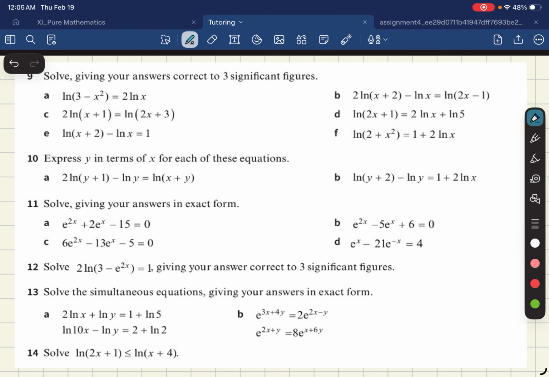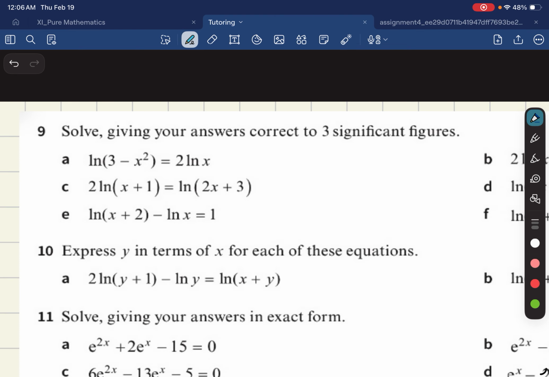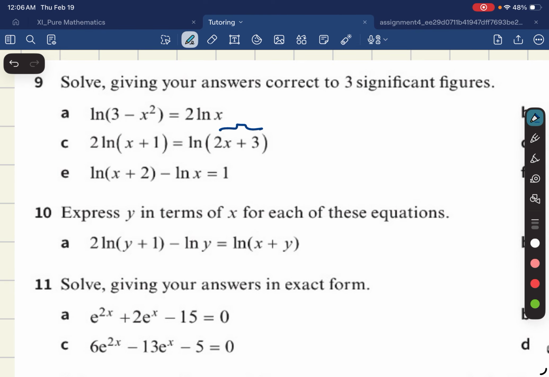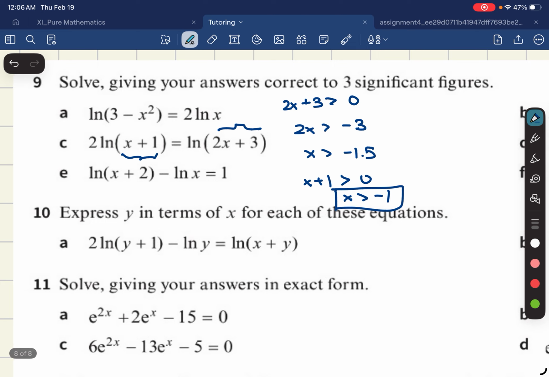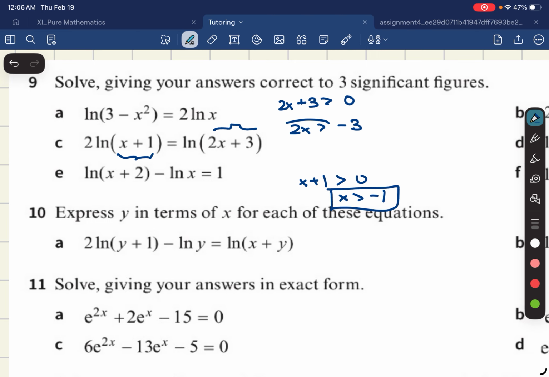Now, I think I said C and F. So let's do C. This part tells me that 2x plus 3 has to be bigger than 0. So 2x has to be bigger than -3, and x has to be bigger than -3 by 2, which is -1.5. And this part tells me that x plus 1 is bigger than 0, so x bigger than -1. So if x is greater than -1, it's automatically greater than -1.5, so we don't have to worry about the first inequality. So this is all that we want, x bigger than -1.